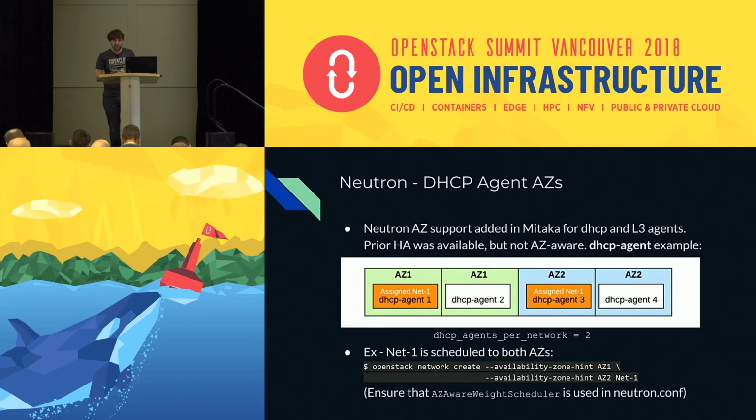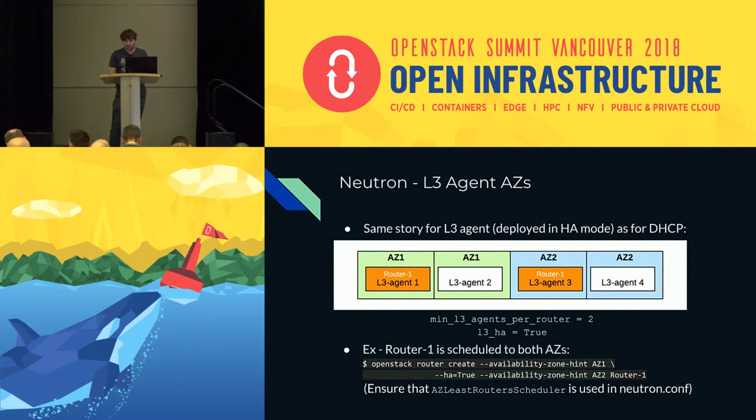Also, one of the other things to note here is that because AZs are specified as scheduler hints in Neutron, you can chain them together as shown here. The story is basically the same for the Neutron L3 agent. A tenant router created with high availability would be hosted on multiple L3 agents. And again, Neutron will prefer to assign L3 agents with AZ diversity in mind using the AZ router scheduler driver.